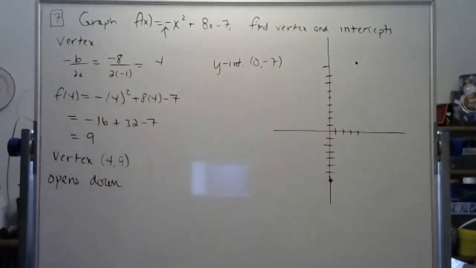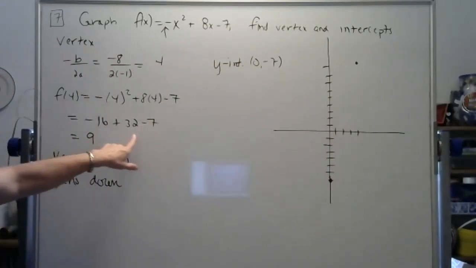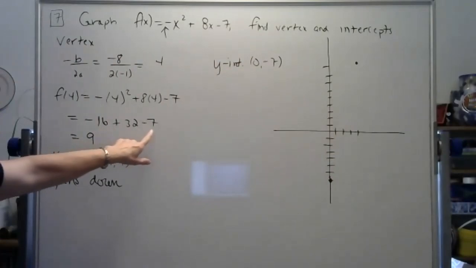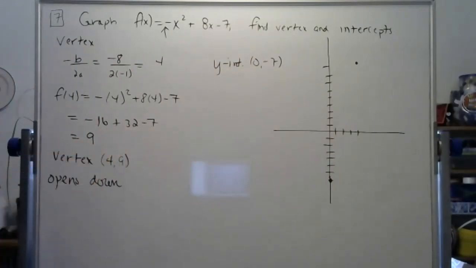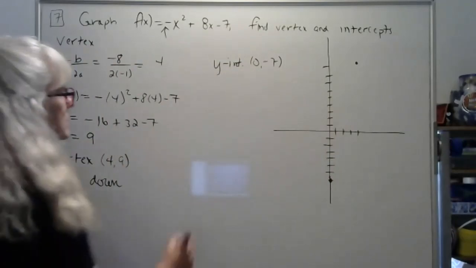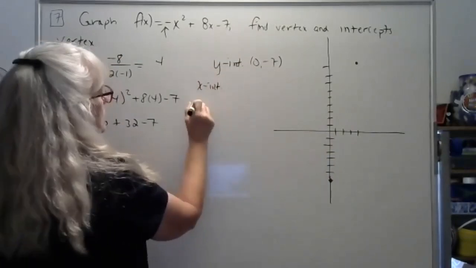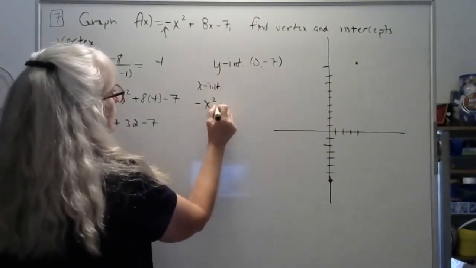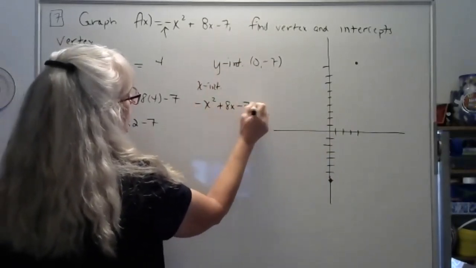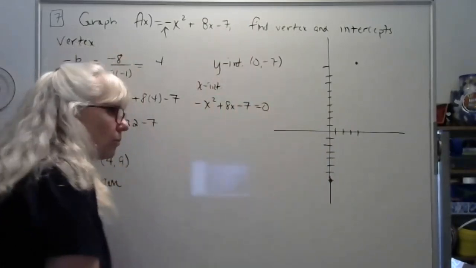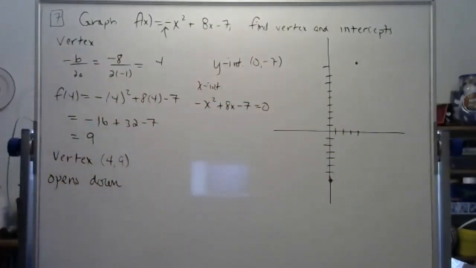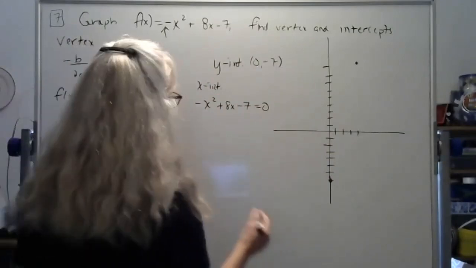Did we get all our signs right every place else? Right, 23 from 32 is 9. Yeah, looks right. Okay, let's find the x-intercepts. So to get those, we're going to set the function equal to 0. So we'll set negative x squared plus 8x minus 7 equal to 0. The minute you set it equal to 0, you can divide the negative out of there.